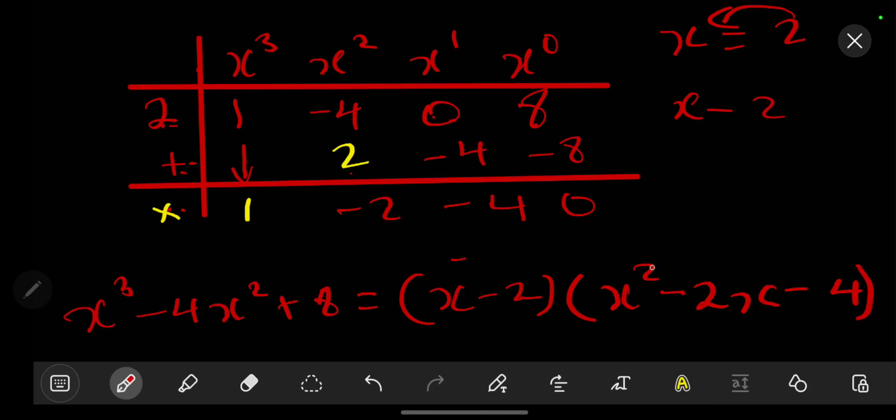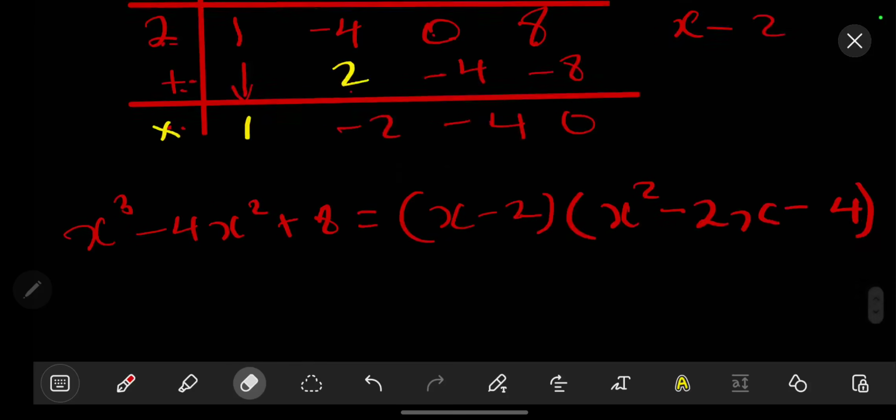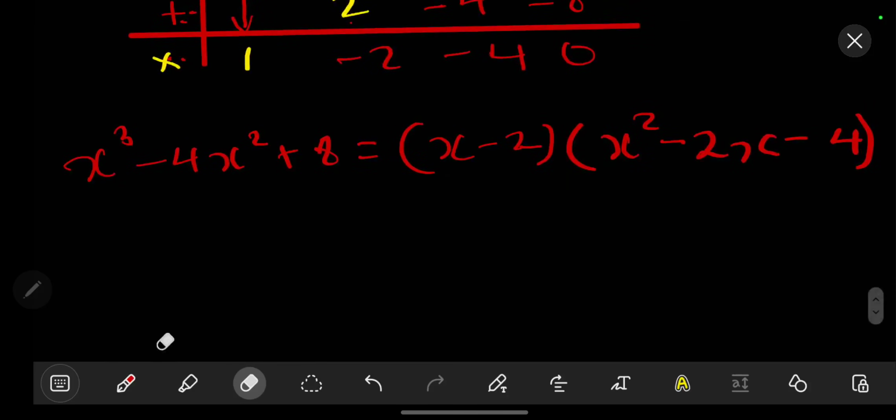So we are reducing the powers. You can watch the previous video on polynomials. So we reduce the powers from 3 to 2 and all that. The next stage that we are going to do is to work out this: x squared minus 2x minus 4.